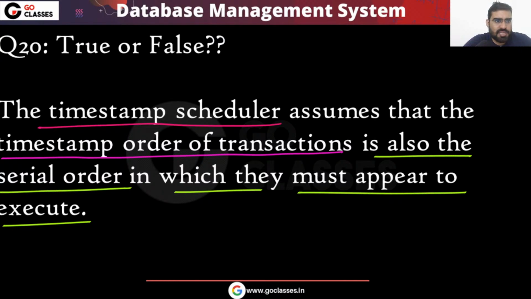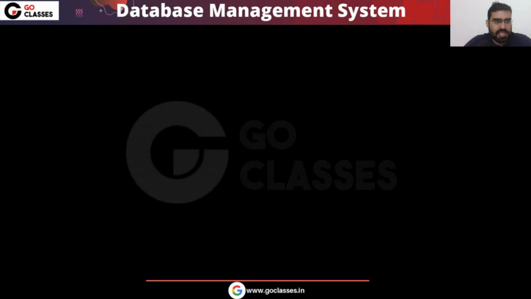This is the basic idea of TSP. Yes or no? This is the basic fundamental idea of the TSP. Do you agree? Correct or not? This is the fundamental idea that in TSP, the equivalent serial schedule is in the same order as the timestamp order of the transactions. So this statement is true because in the TSP, what happens?